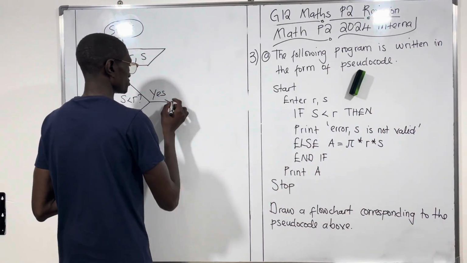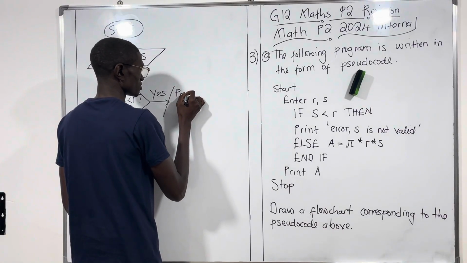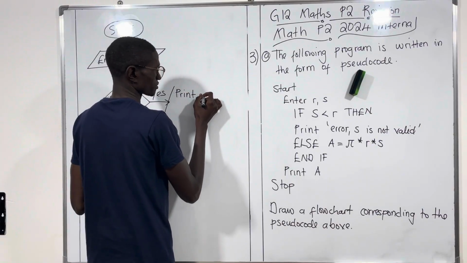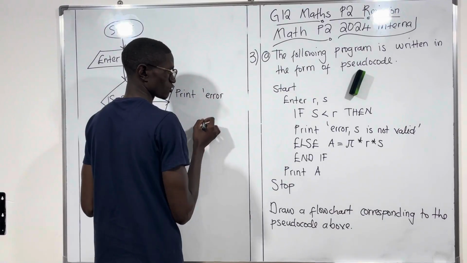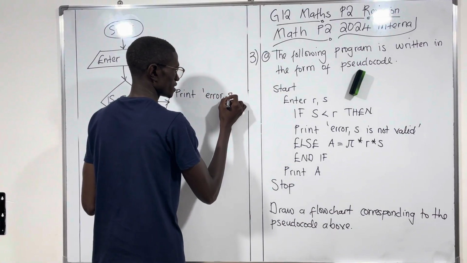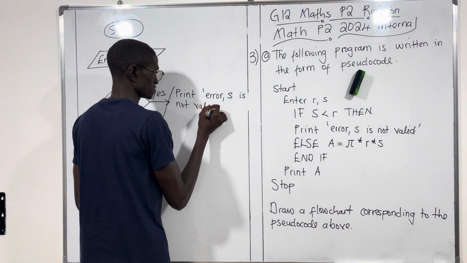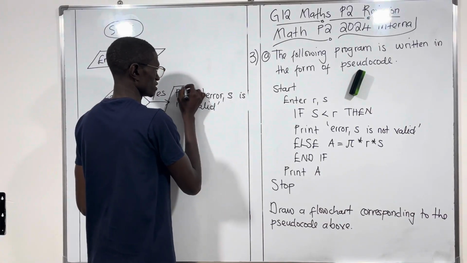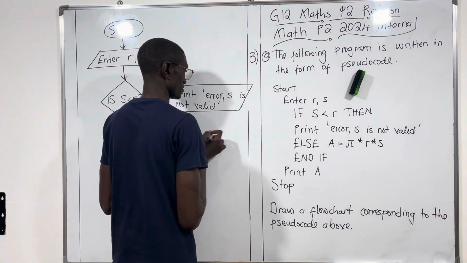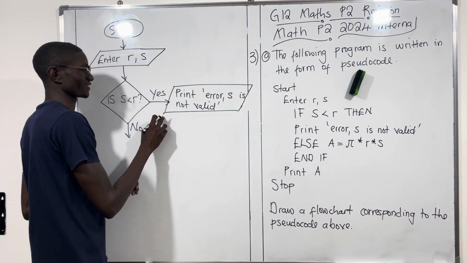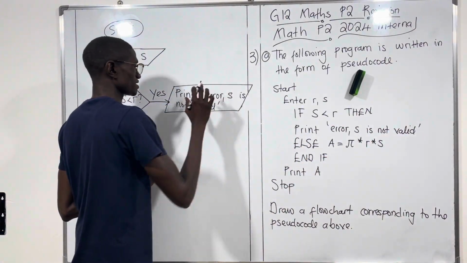We said whenever you see the word print, you're supposed to use a what? A parallelogram. So we're going to simply write what we're seeing there. Print what? Open single quotes. Error S is not valid. Close. Okay, so make sure you punctuate accordingly. So that is our bad looking parallelogram. Okay, so you simply copy this message and you put it in that parallelogram.